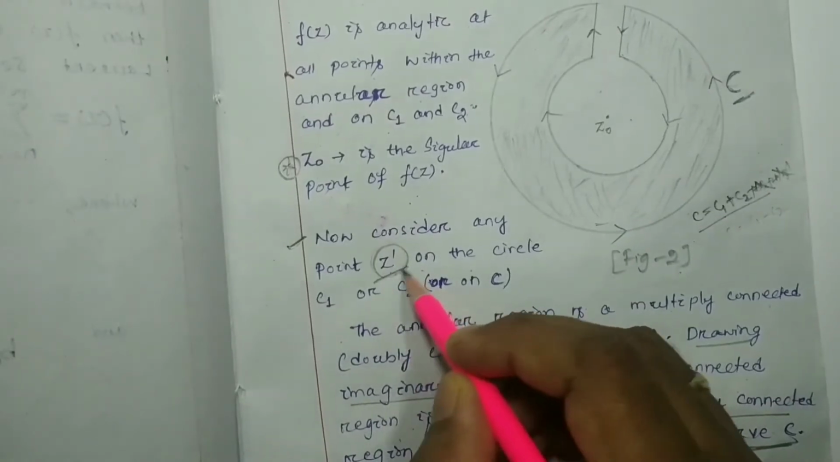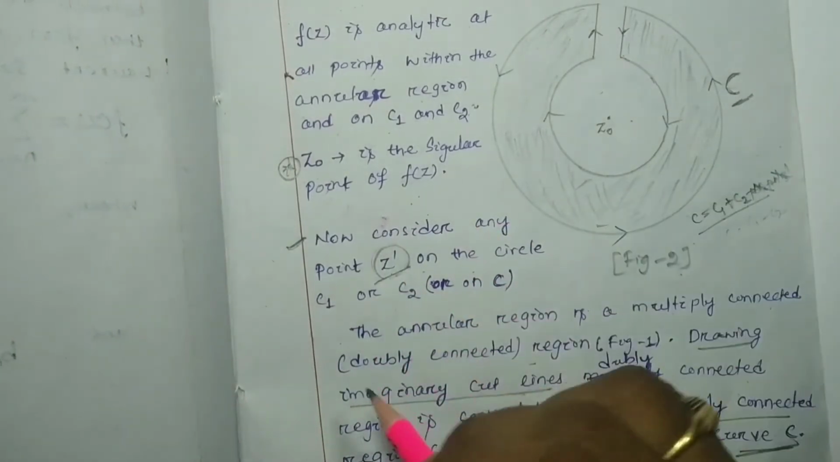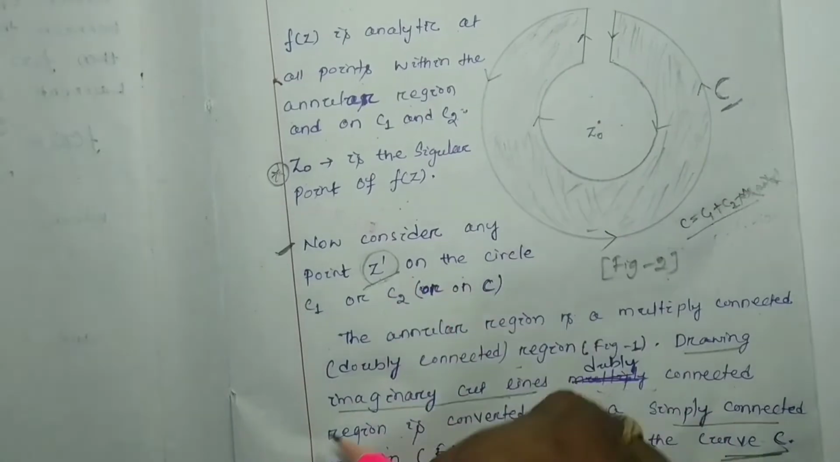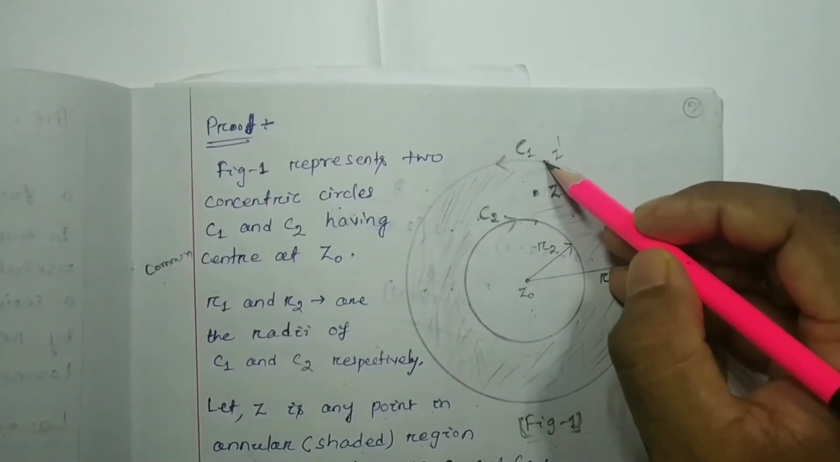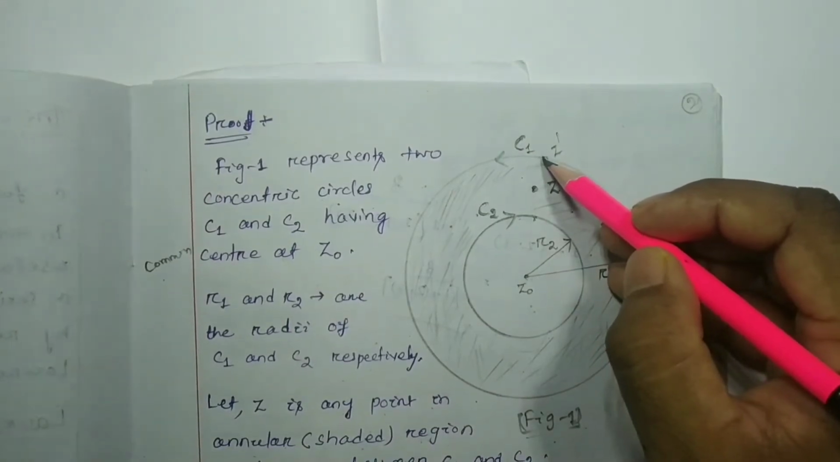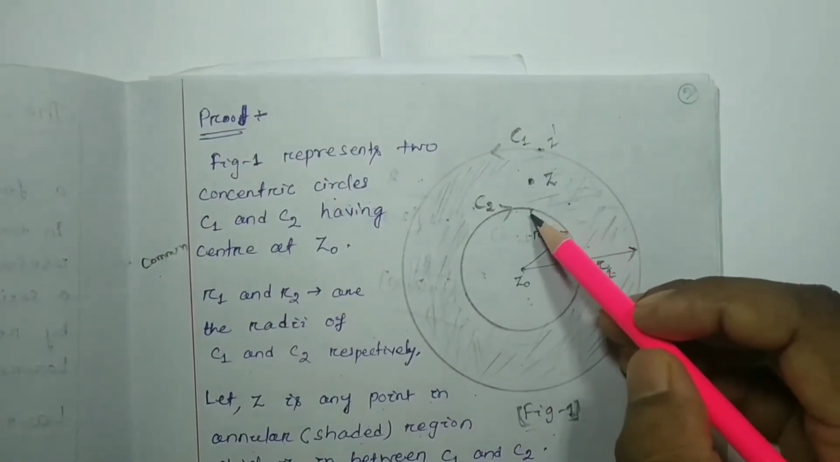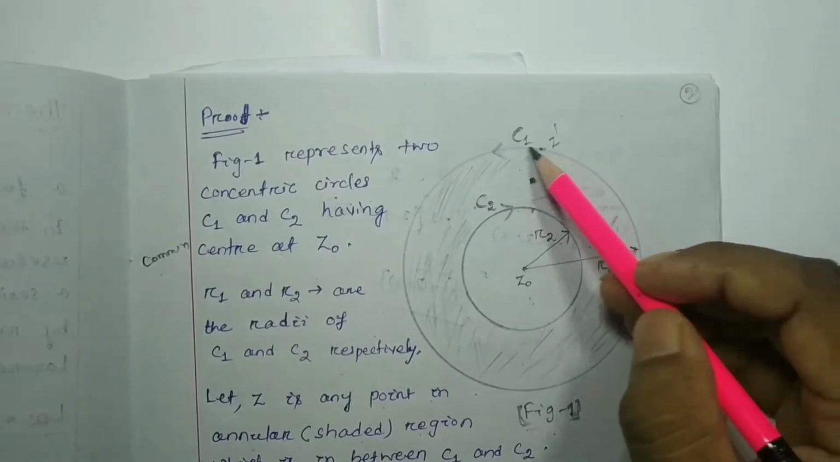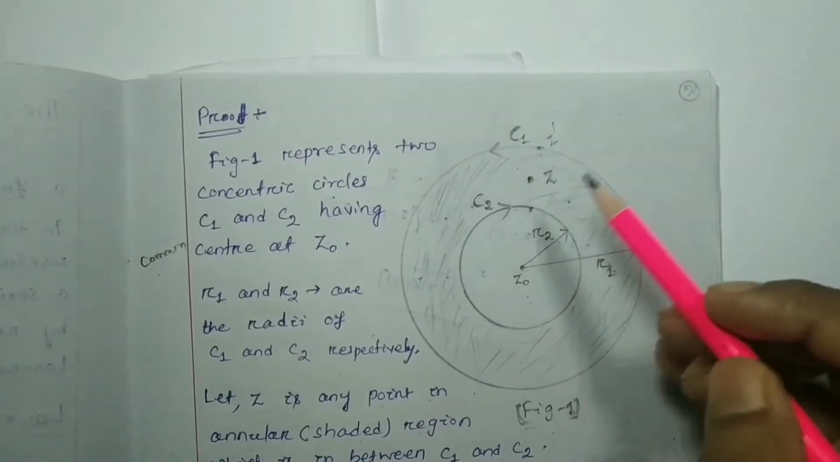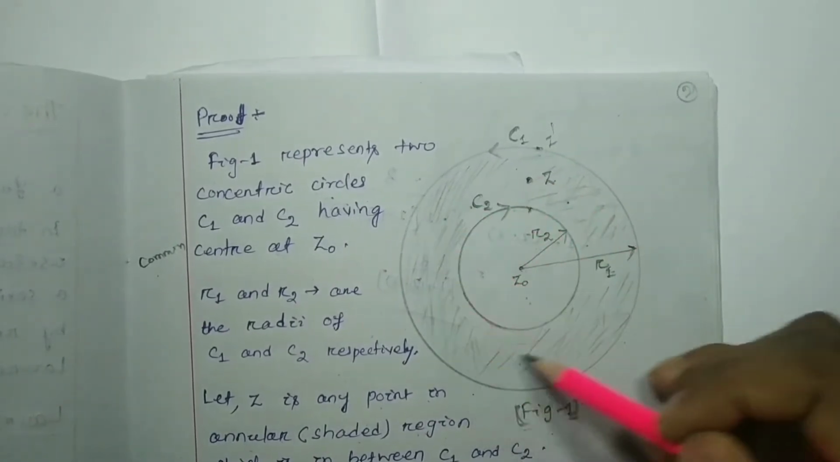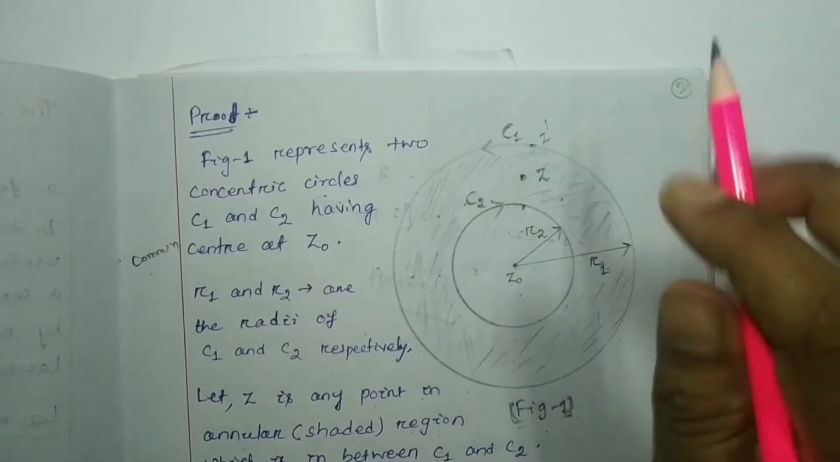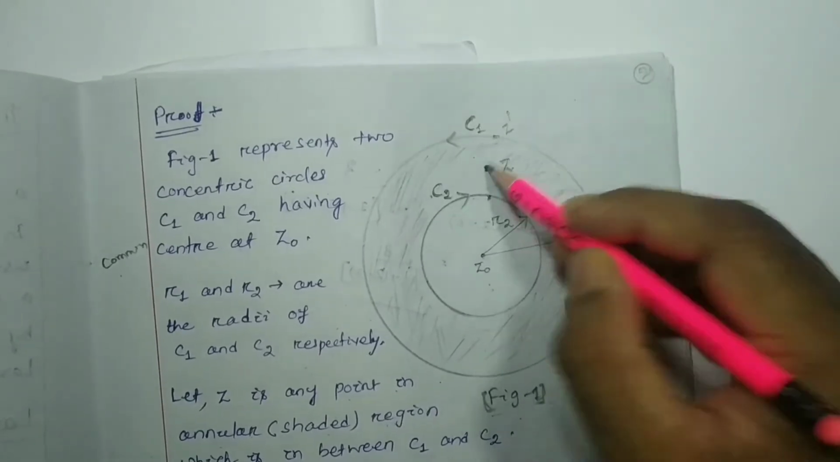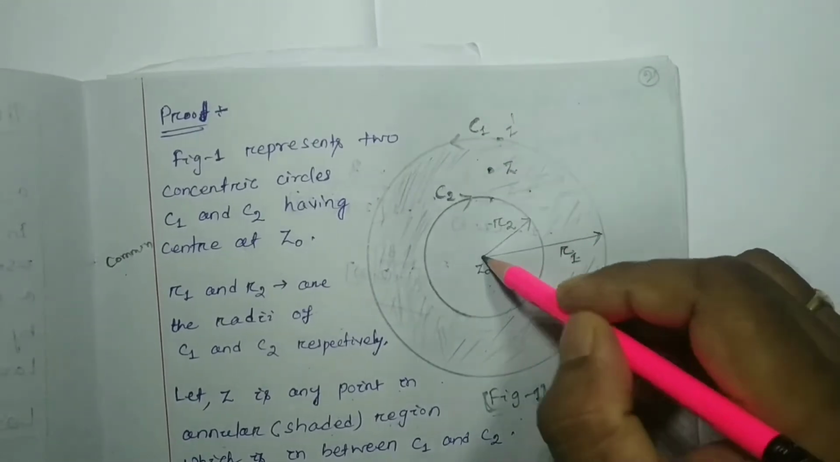See, here z' is the point we defined or considered, either on the circumference of C1 or on the circumference of C2, or you can say on the circle of C1 or C2. And z is any point which is inside these two circles, and this shaded region is your analytic region, and z0 is your singular point.